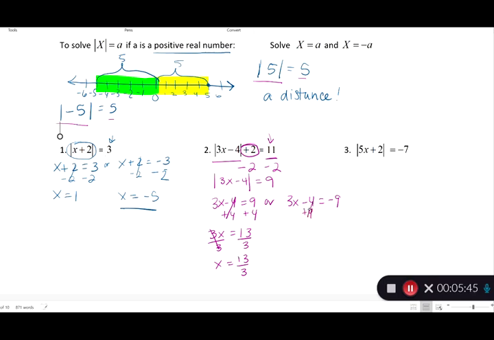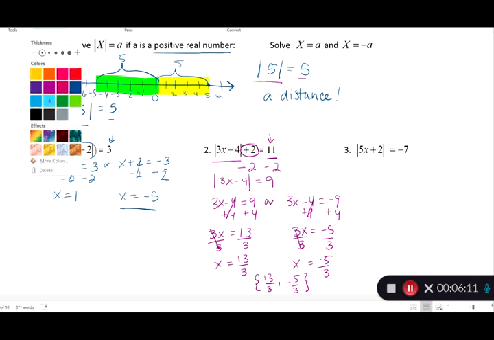Plus 4 over here, plus 4 over here. 3x equals negative 5. Divide by 3. X equals negative 5 over 3, right? And if you wanted to write this in set notation, we would write the set that contains 13 over 3 and negative 5 over 3. Again, it's okay to have a negative x. I just cannot be equal to a negative number, okay?